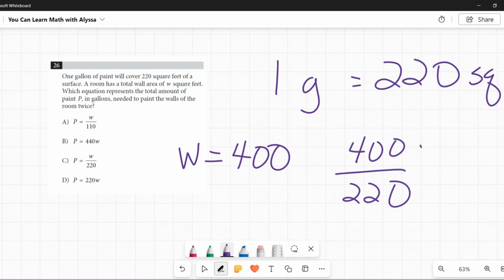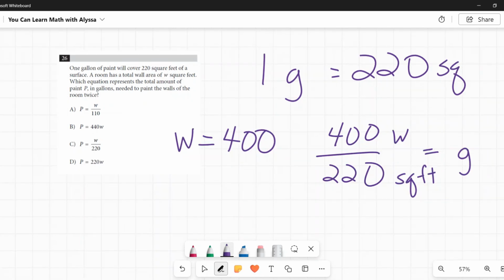Okay, so there my W is on top, my square feet are on the bottom, and I would divide that. I would figure out how many gallons that I need. Okay, so we've got our relationship. We would have the total area of square feet that we need to paint on top. We would have the amount per gallon on the bottom, and that would give us how many gallons of paint. That was the process that we would use for this.